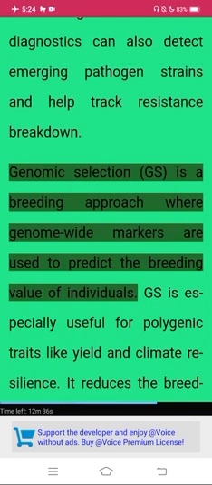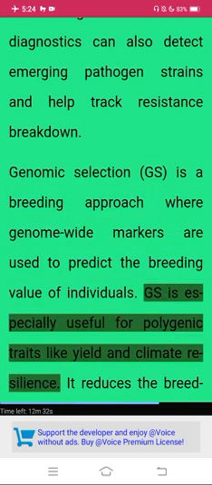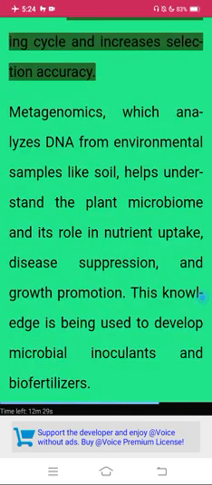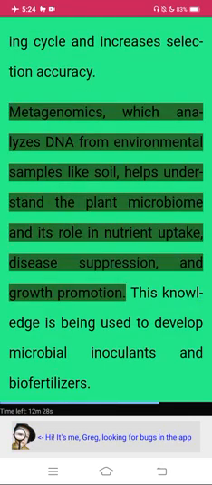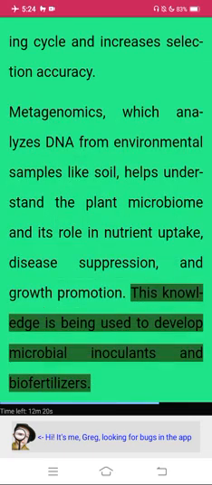Genomic selection (GS) is a breeding approach where genome-wide markers are used to predict the breeding value of individuals. GS is especially useful for polygenic traits like yield and climate resilience. It reduces the breeding cycle and increases selection accuracy. Metagenomics, which analyzes DNA from environmental samples like soil, helps understand the plant microbiome and its role in nutrient uptake, disease suppression, and growth promotion. This knowledge is being used to develop microbial inoculants and biofertilizers.